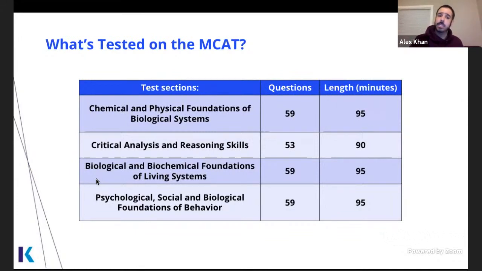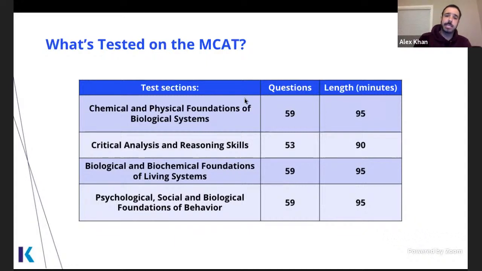And then a section that is brand new since 2015, so about 5 years now, and that's psych and social behavior, right? So psychology, sociology, with a pretty strong emphasis on studies and experimental passages as well.